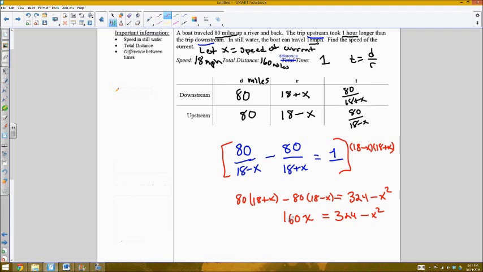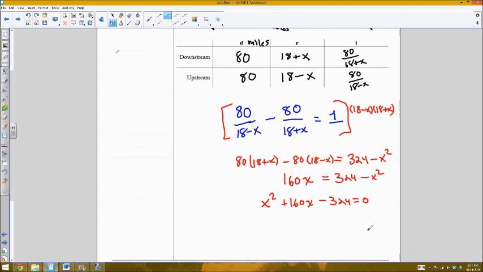Now, notice this is slightly different than the last one, because not only do I have an x squared variable, I have a linear variable. So I'm going to have to solve this like a traditional quadratic equation. So I'm going to rewrite it in standard form by adding x squared to both sides and subtracting 324. And when I do that, I end up with the following equation, which is factorable. It factors to x minus 2 times x plus 162 is equal to 0, which gives me two answers. Either x is equal to 2 or x is equal to negative 162.